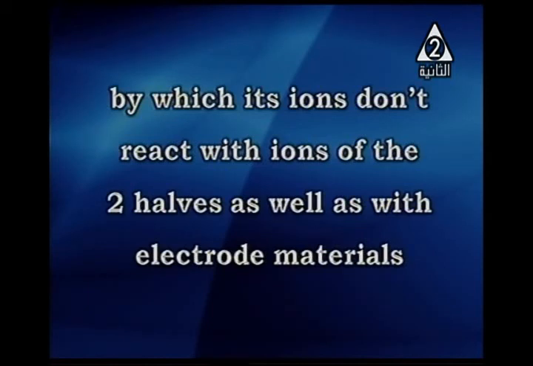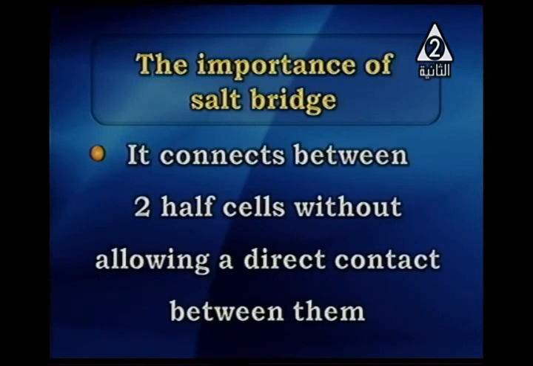Again, the ions of the NaCl pass the electric energy between the two halves without entering the chemical reaction. Here Zn reacts with ZnSO4 and dissolves because we have SO4 2- ions. But we have no reaction between the salt bridge and the two halves or the electrode materials. It just connects the two halves of these cells.